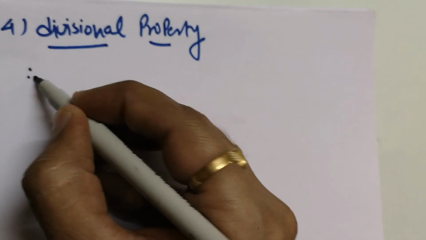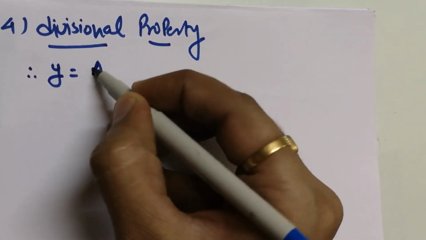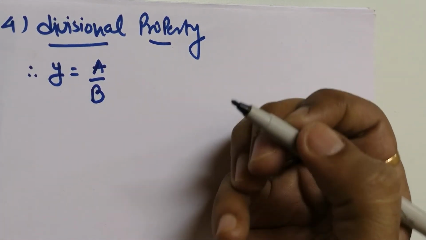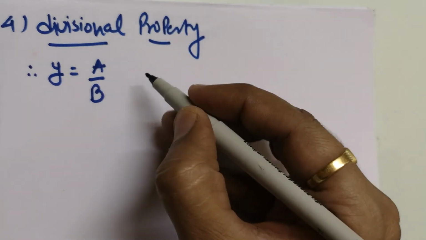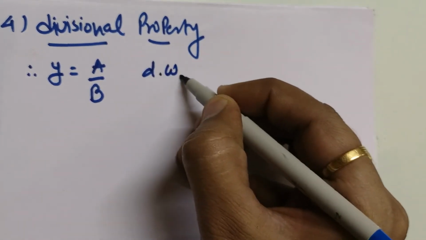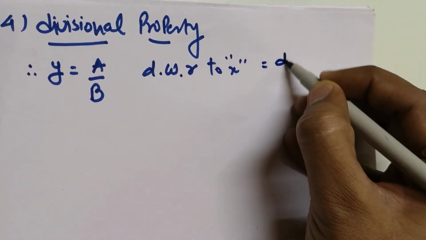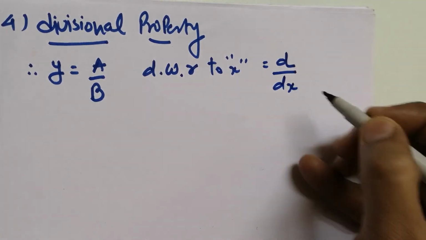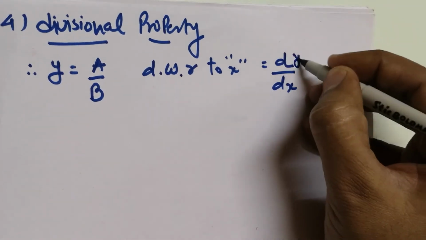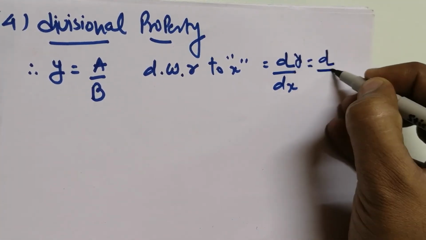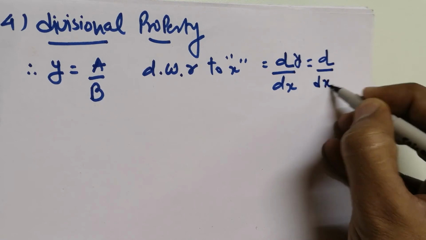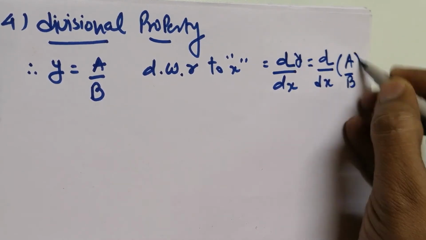So first of all, the divisional property: y is equal to, let's say I have a by b, and I want to differentiate with respect to x. So I am mentioning differentiation with respect to x, so it is d by dx. Now I want to mention that differentiation can always be taken on both sides. So d by dx of a by b.